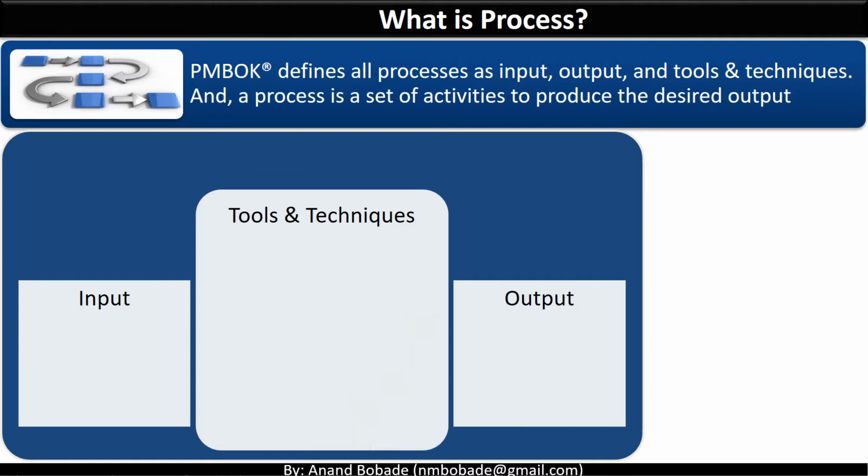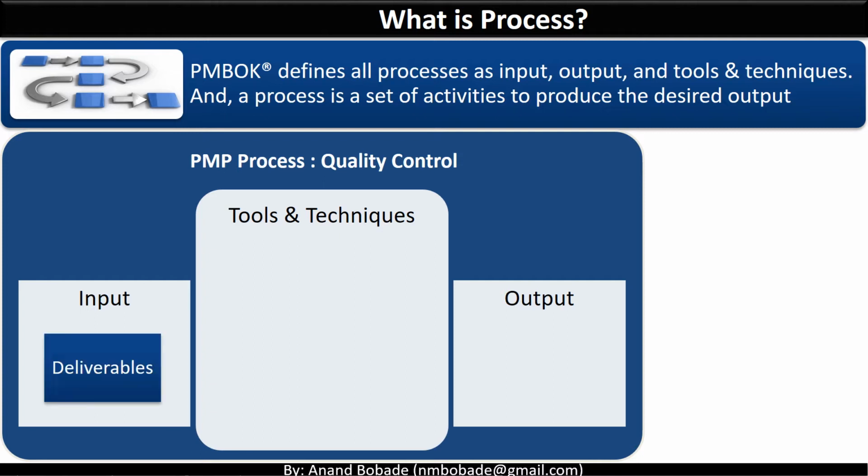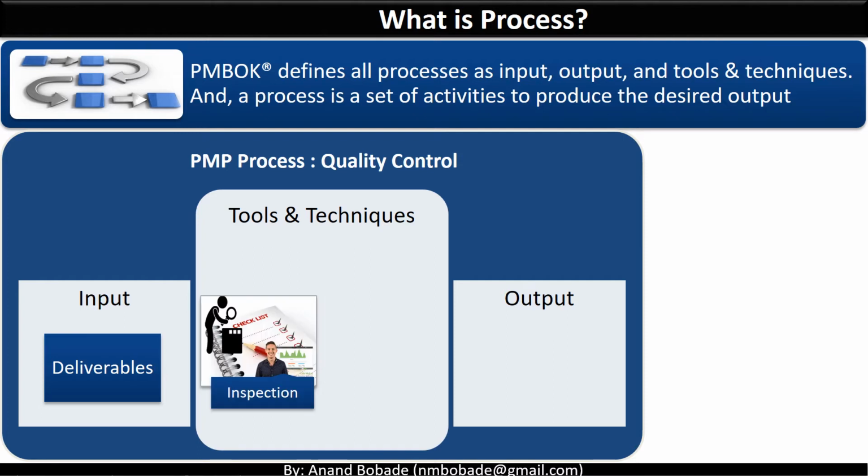Think of one of the well-known processes used in project management, that is quality control. The quality control process is about checking or verifying the quality of deliverables, whether they comply with the stated requirements or not. So naturally, the input will be deliverables, the tools and techniques are inspection and testing, and the output is verified deliverables.